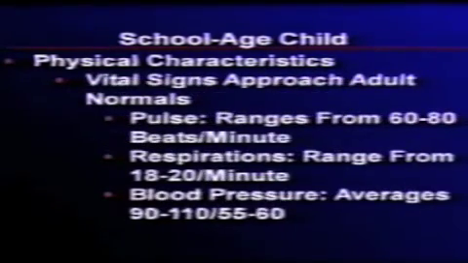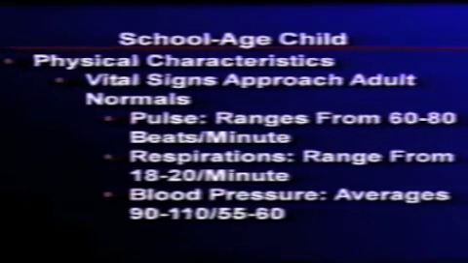Vital signs, this is where you get to your normal ranges in adult pattern. As you can see, we've backed on down another 10, 20 beats or breaths per minute, and we're pretty much at the adult range of 60 to 80 beats per minute on the pulse, 18 to 20 on breaths or respirations, and 90 over 110 with a mean of 55 to 60 on your blood pressure.